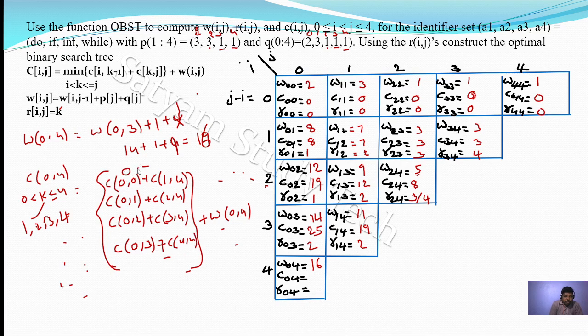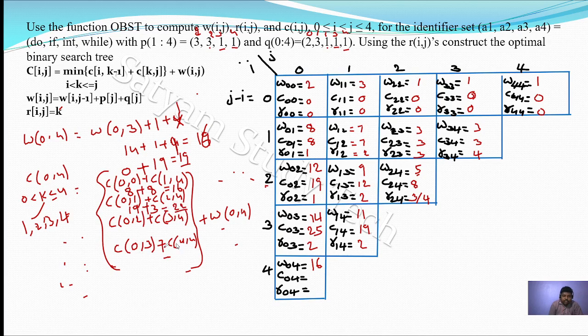So here it is 0 plus C of 1,4, and C of 1,4 value is 19. Then C of 0,1 value is 8, 8 plus C of 2,4, and C of 2,4 value is 8, so that is 16. Next C of 0,2 value is 19, 19 plus C of 3,4, and C of 3,4 value is 3. So 19 plus 3 is 22.